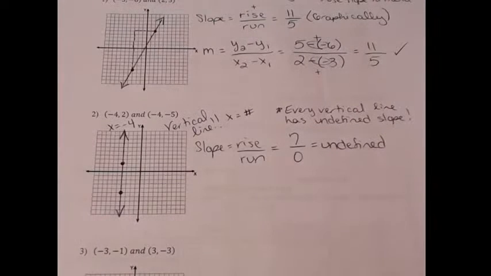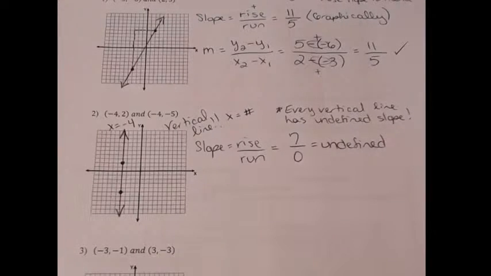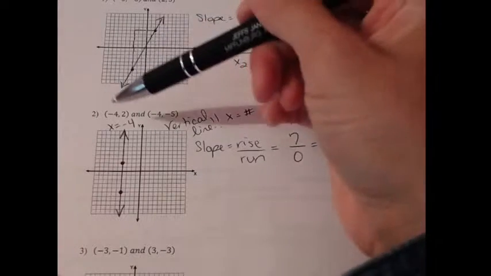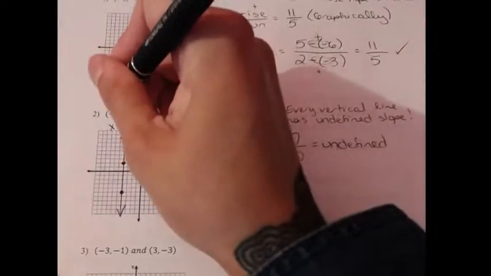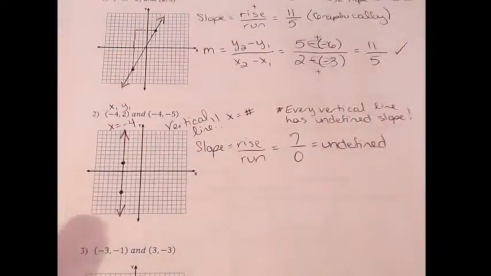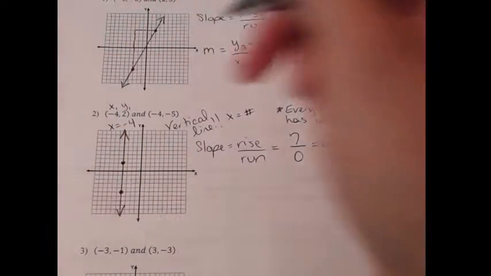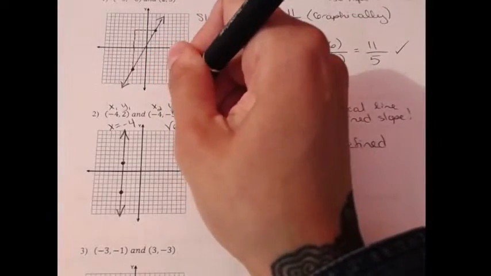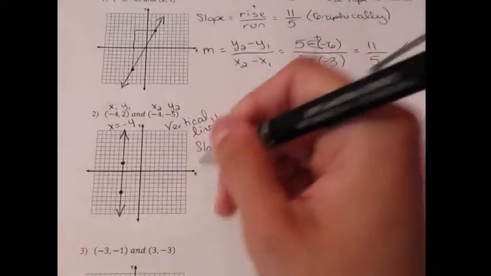And that's literally every time, okay? Every time we have a vertical line, we could say, oh, undefined slope. Let's also prove this slope algebraically. I'm going to call my first ordered pair x1, y1, and I'm going to call my second ordered pair x2, y2. So let's use a formula.